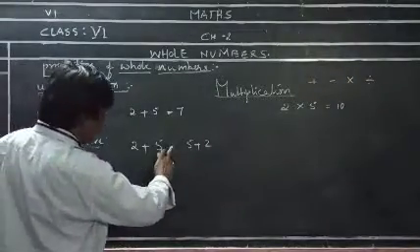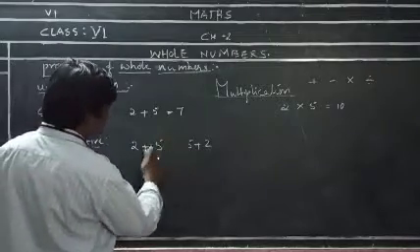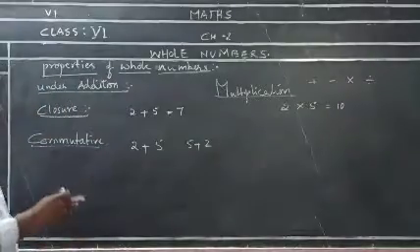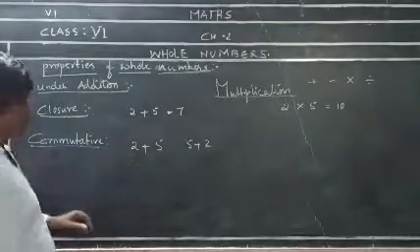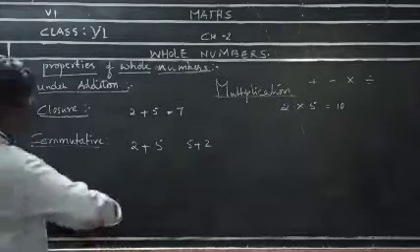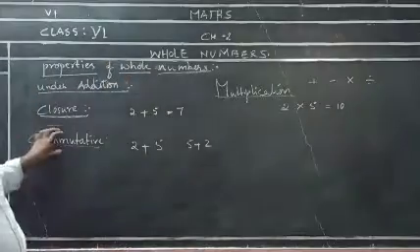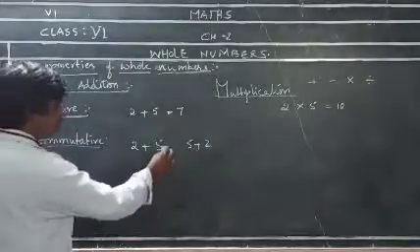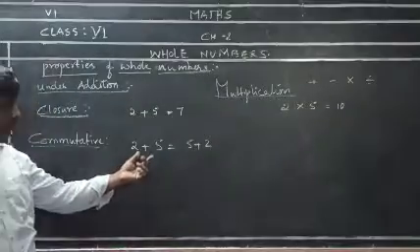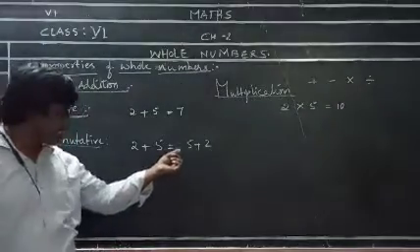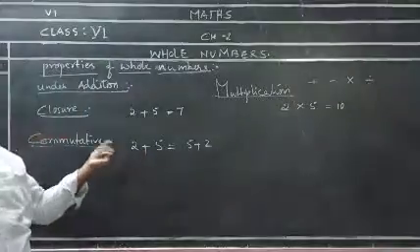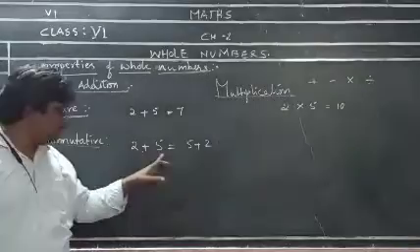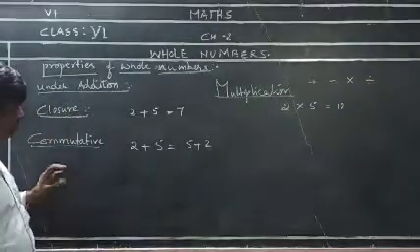Therefore, it is satisfying. That means by interchanging the numbers, we also get the same result. Then that property comes under the commutative property. That means whole numbers are commutative under the addition operation. Both are equal. On interchanging the numbers, are we getting the same result or not? Yes, we are getting the same result. If not, it is not commutative. We are getting the same result, therefore it is commutative.